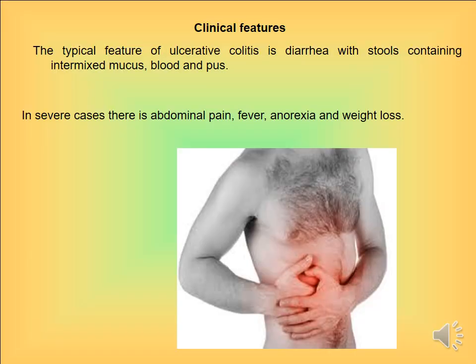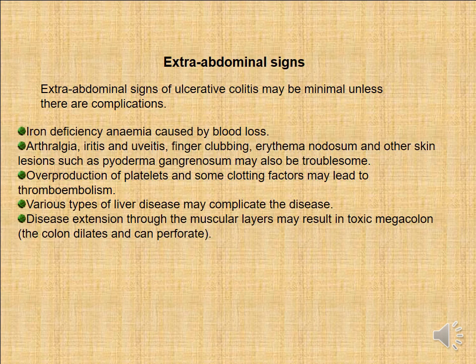Clinical features. The typical feature of ulcerative colitis is diarrhea containing intermixed mucus, blood, or pus within the feces. In severe cases, there is abdominal pain, fever, nausea, and weight loss. We also have extra-abdominal signs.